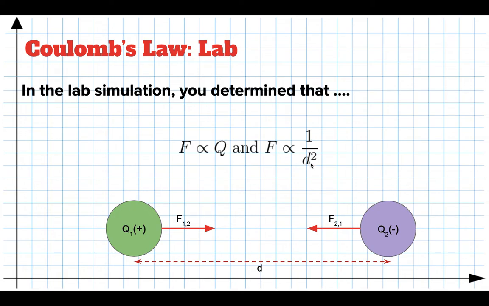So we say this is an inverse square law. The force is proportional to 1 over the distance squared. As the distance got bigger, the force got smaller. So I think that's what you found in your lab simulation.